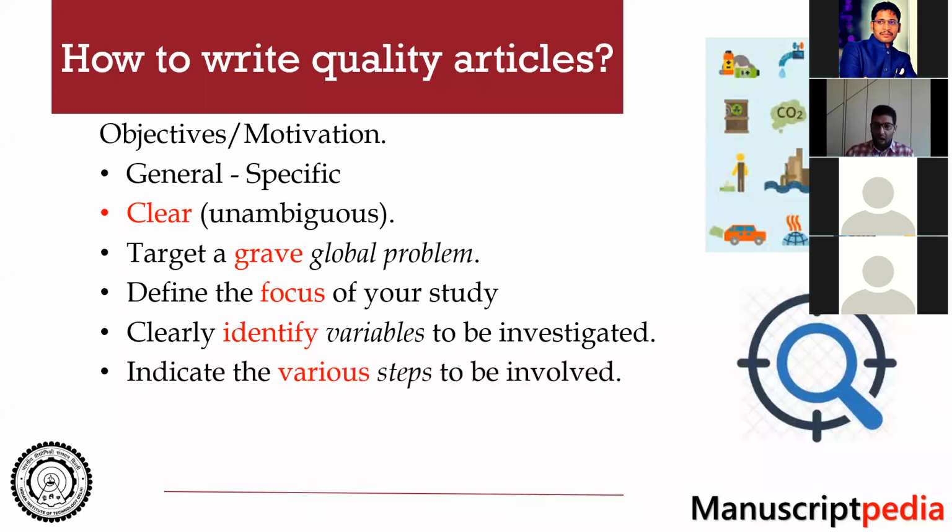After having identified the various variables, you must identify the various steps involved. It can be in the form of a table or a flowchart that gives clarity, so that the reader understands what exactly the authors want to find.